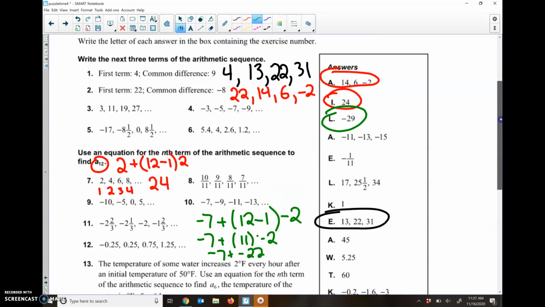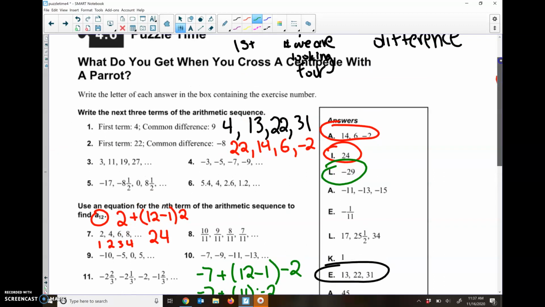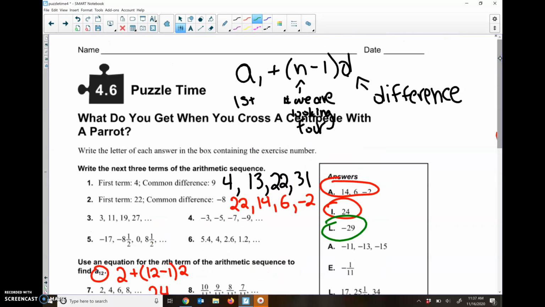Okay, so as long as you have that formula, and even if you don't, it just might take you a little longer to figure it out. But remember, arithmetic sequence has to be an adding and subtracting pattern. So as long as you're getting an adding and subtracting pattern, you should be good there.